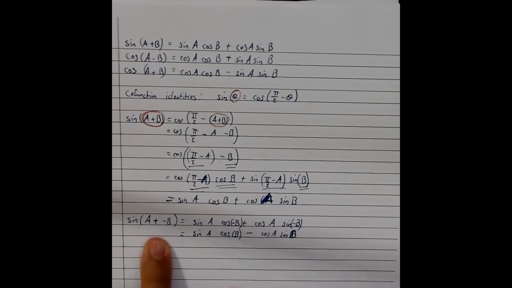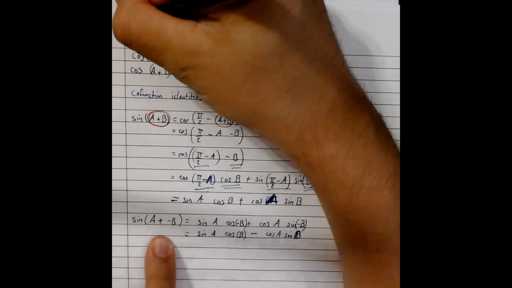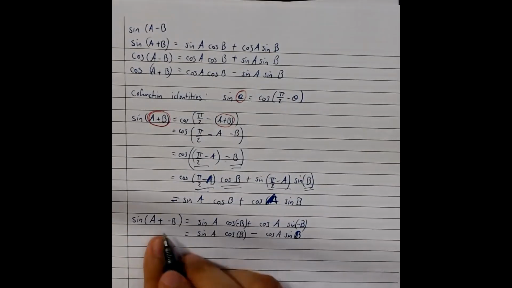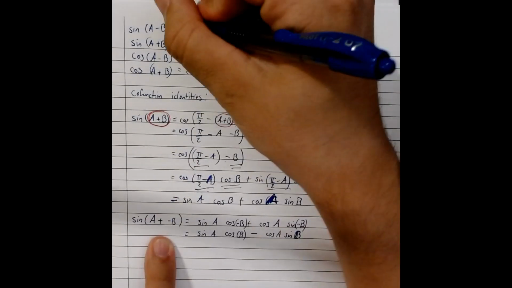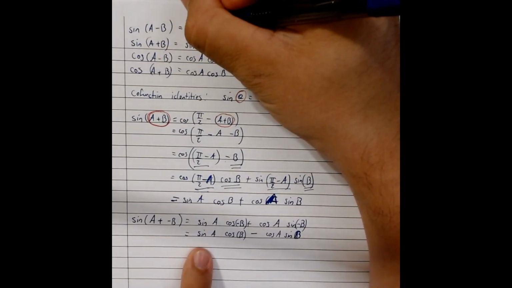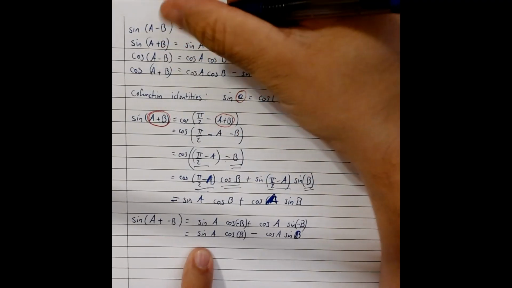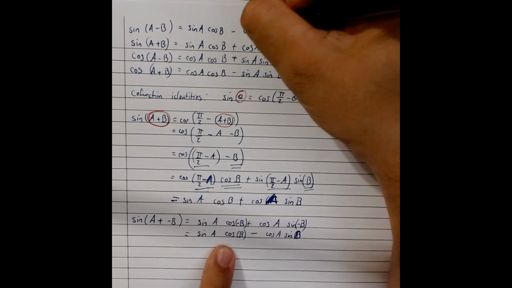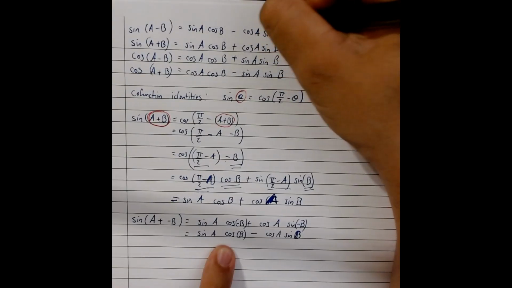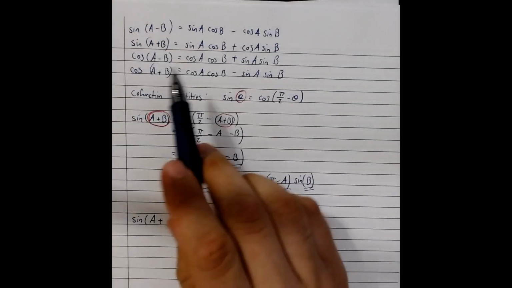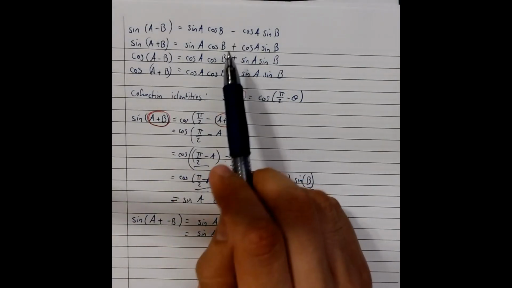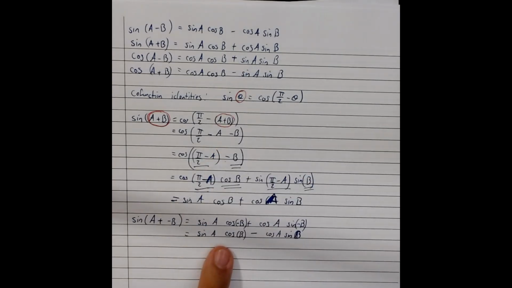So that's going to be the difference formula for sine. The sine of A minus B, A plus a negative B, that's just A minus B. That's going to equal the sine of A times the cosine of B minus the cosine of A times the sine of B. And notice that again, these two are very similar to each other. The difference is the positive versus the negative.